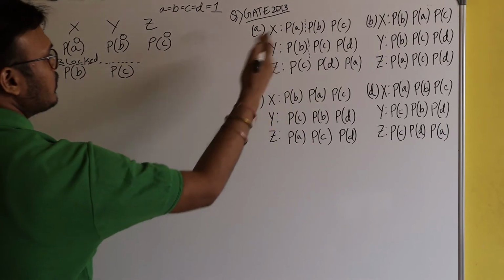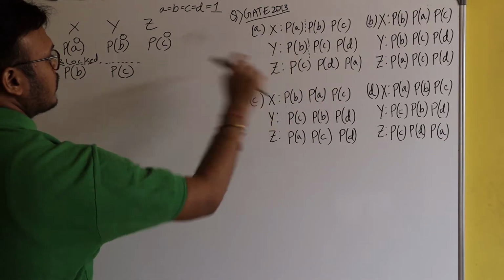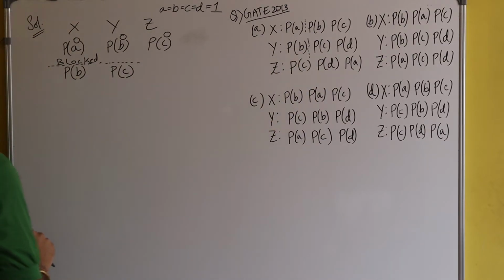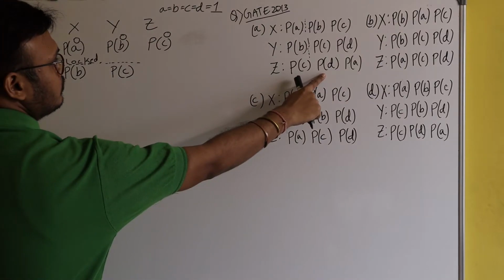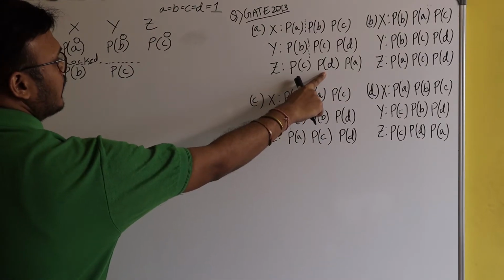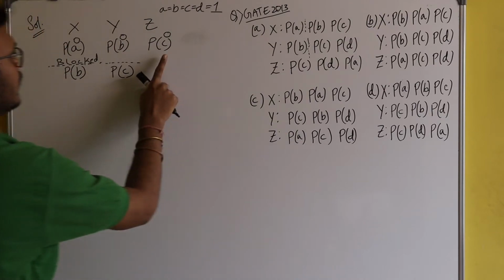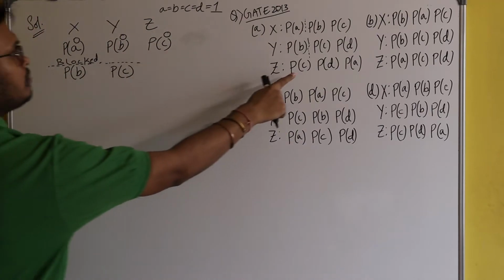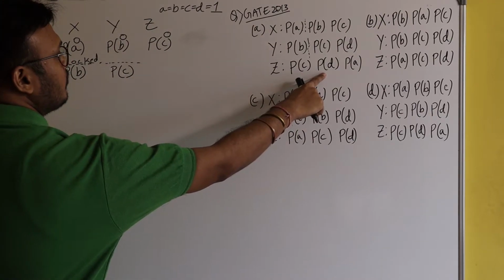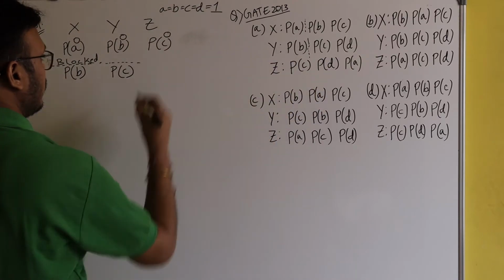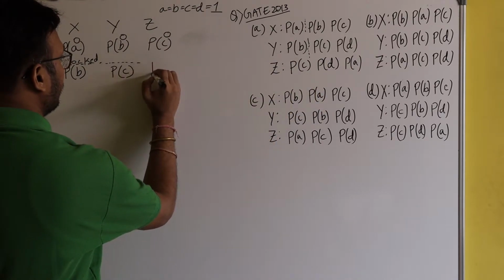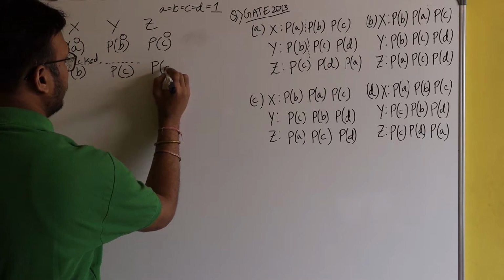Now the CPU is given back to process Z. Process Z will start from here, because process Z has already executed PC. So process Z will start from PD. Here process Z will execute this line.